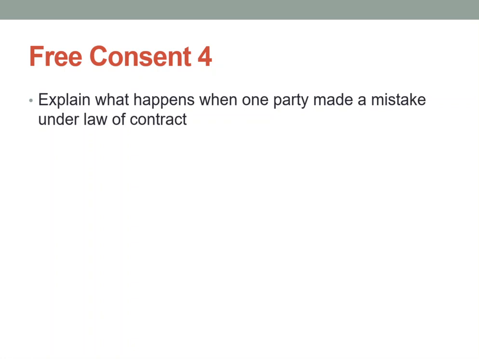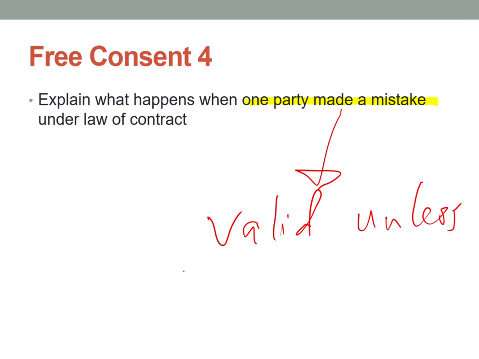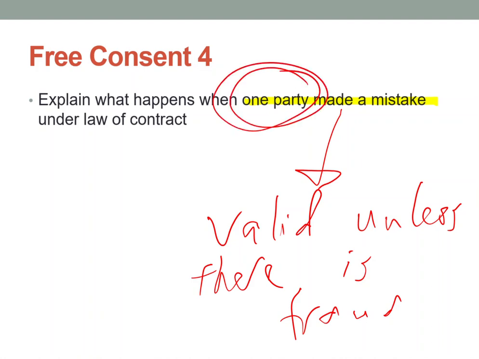Alright, this is when one party makes a mistake. If one party makes a mistake, the contract is still valid, unless there is fraud. So over here, we are talking about one party making a mistake.